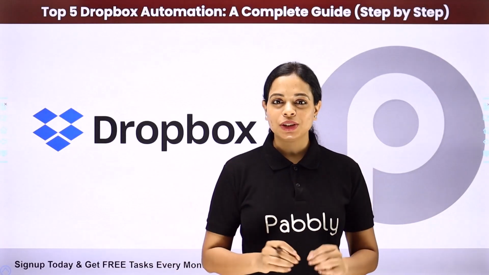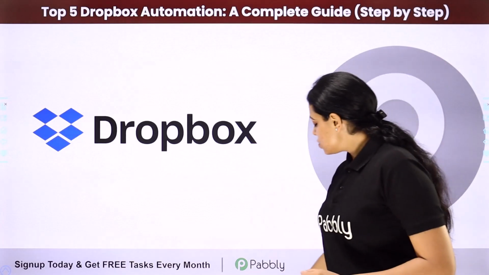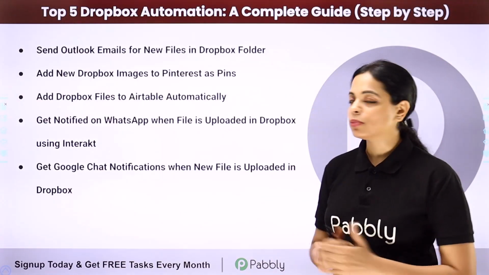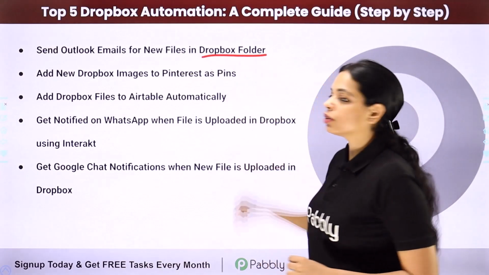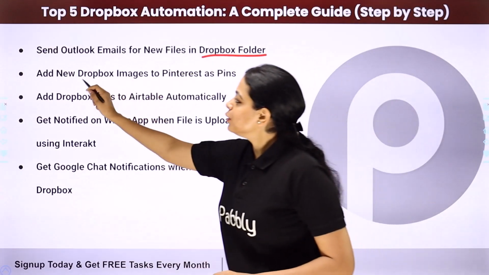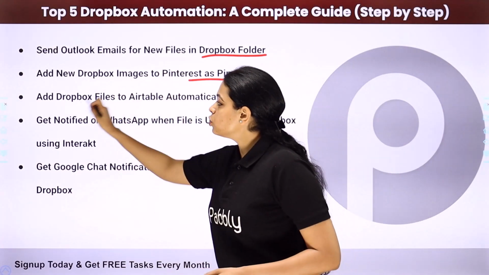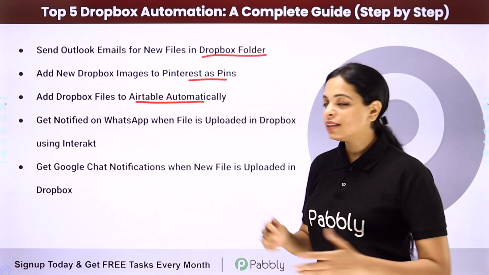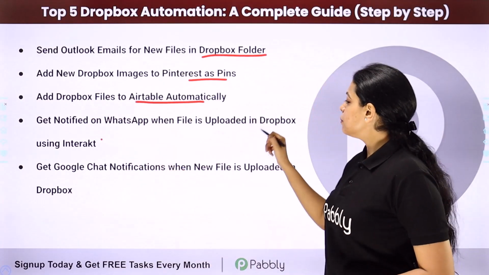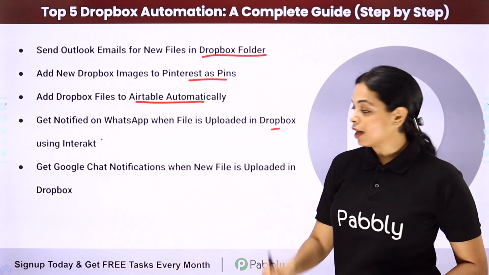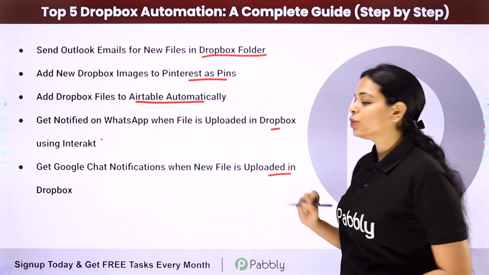So in this video, I'm going to talk about the top 5 Dropbox automations. Here I have got the most popular automations. Send Outlook emails for new files in Dropbox folder. You want to add new Dropbox images to Pinterest as pins. You want to add Dropbox files to Airtable automatically. Get notified on WhatsApp or Twilio when a file is uploaded in Dropbox using Interakt. Get Google Chat notifications when a new file is uploaded in Dropbox.